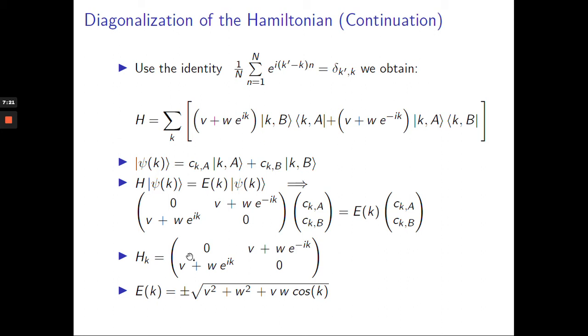And if we calculate its eigenvalues, we see that for each value of k we will have two different eigenvalues, which will be given by this expression. Well, actually, if this square root is 0, for some value of V, W and K, then for that value of K we will only have one eigenvalue. But for all the others, for each K, we'll have two different eigenvalues.